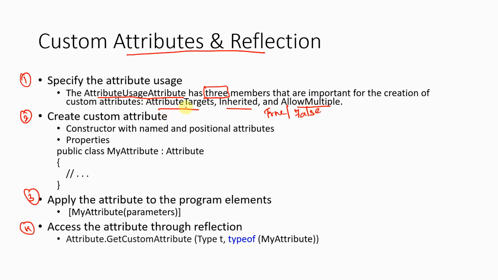And for attribute target, you have to specify the component. Either it is applicable to a class, a method, or if I put all, it will be applicable to all the programming elements.